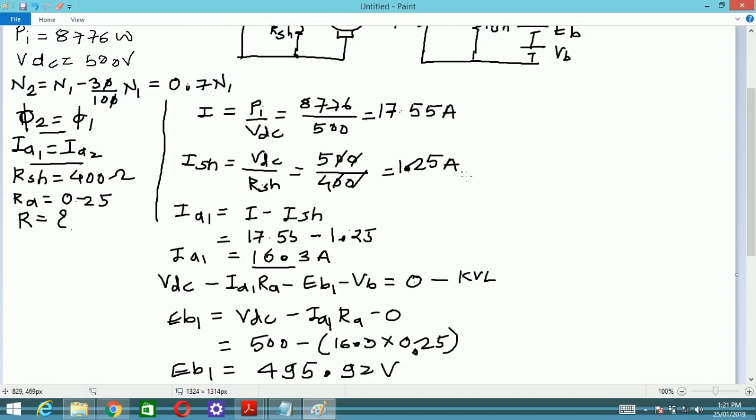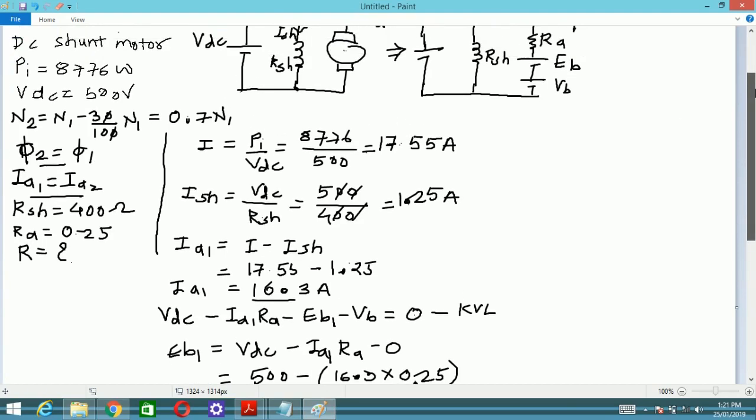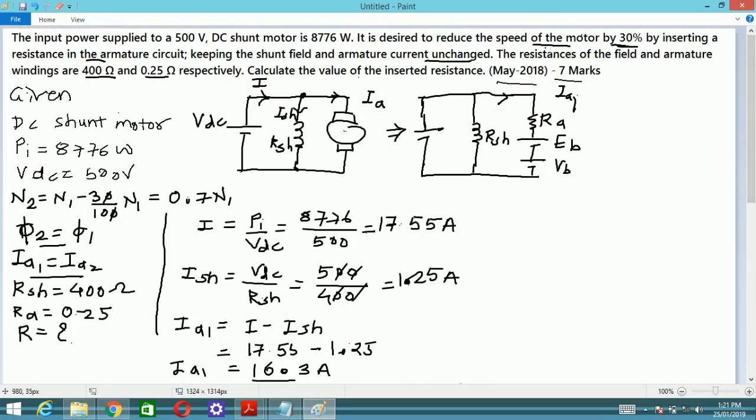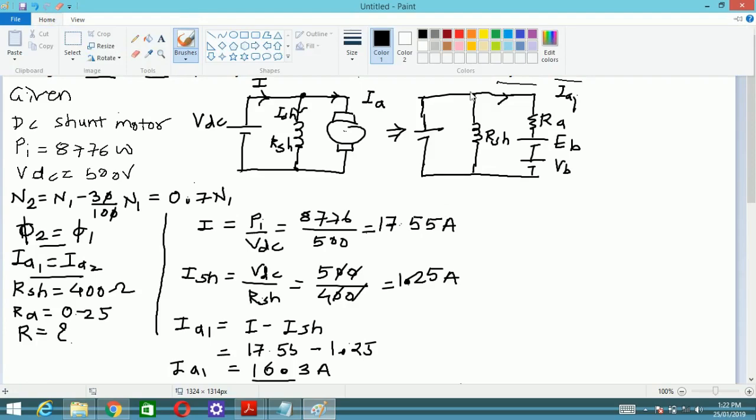My dear friends, here I would like to mention when this happens. See here, the speed has been reduced by 30% by inserting a resistance in the armature circuit. So you have to add a resistance in this armature circuit, keeping the shunt field and armature current unchanged. If the current flowing through the shunt field and armature remains the same, then obviously the current I1 is equal to I2. Similarly, ISH is also going to remain ISH2, and the flux is also going to remain constant. So here I have the equation related to the DC motor speed, but before that I will draw the diagram.